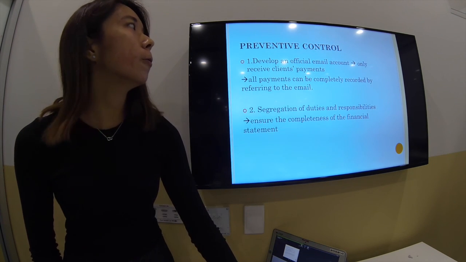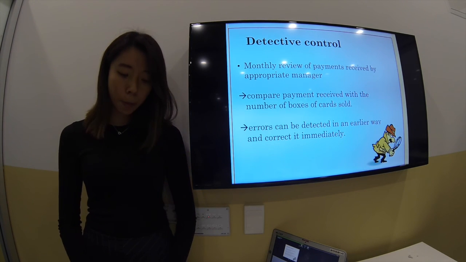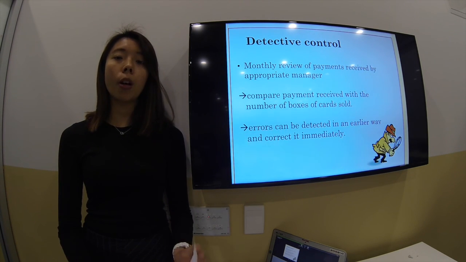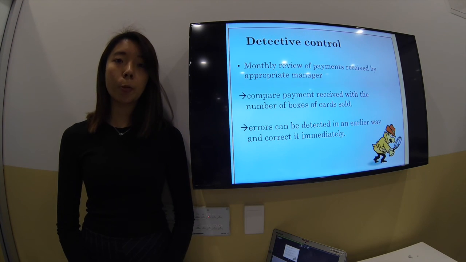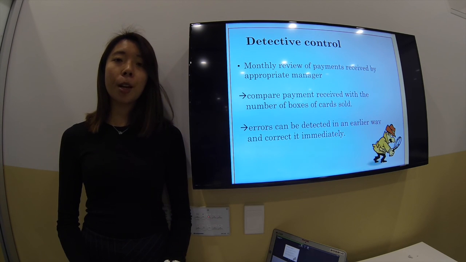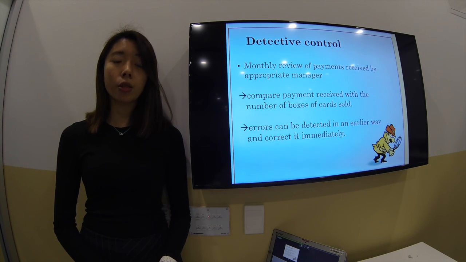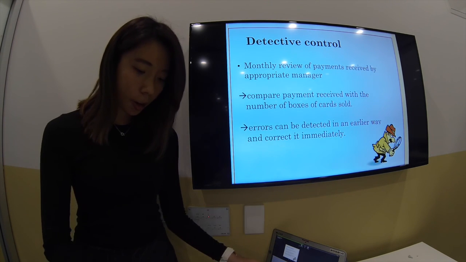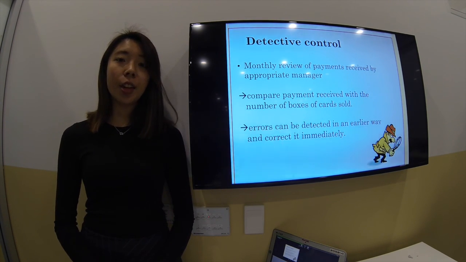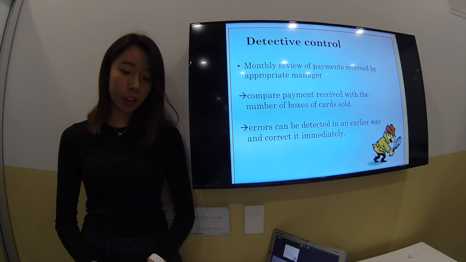For the detective control, it would be better for the company to have a monthly review of payments received by an appropriate manager to compare payments received with the number of boxes of cards sold. Therefore, errors can be detected earlier and corrected immediately.